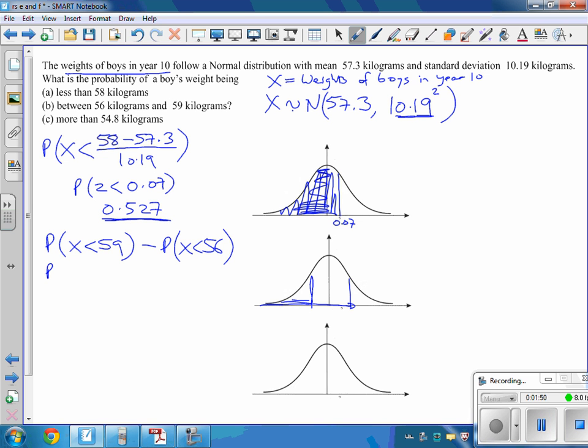Just do the conversions again, take away the mean and divide by the standard deviation. That one's 0.17, so the probability that Z is less than 0.17. This one here, 56, take away the mean and divide by the standard deviation. That's minus 0.13. Look those up on the calculator, tap those in, that's 0.56749.